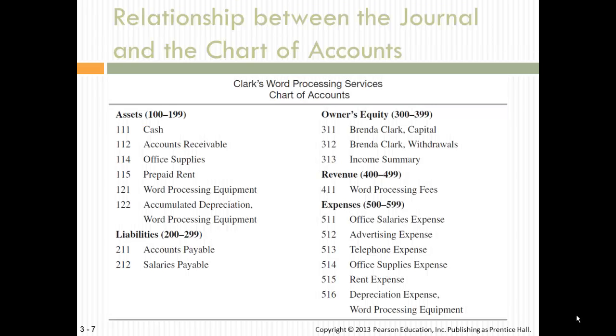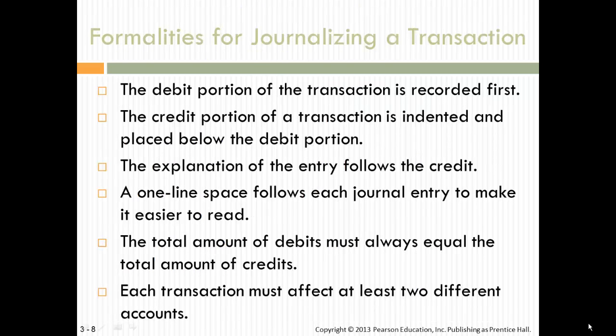The relationship between the journal and the chart of accounts is as you see here: assets, liabilities, owner's equity, revenue, and expenses. Most companies create a number sequence, and this is very typical. Sometimes it's thousands versus hundreds, depending on the number of accounts you have. So in your mind as the accountant, you remember that revenues are all in the 4s, expenses are in the 5s, etc. The chart of accounts is your index.